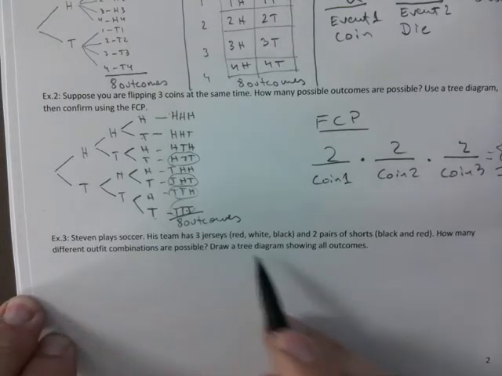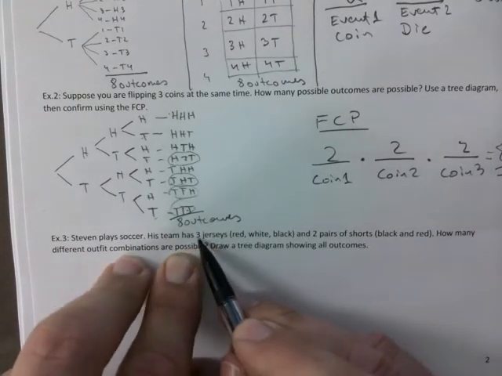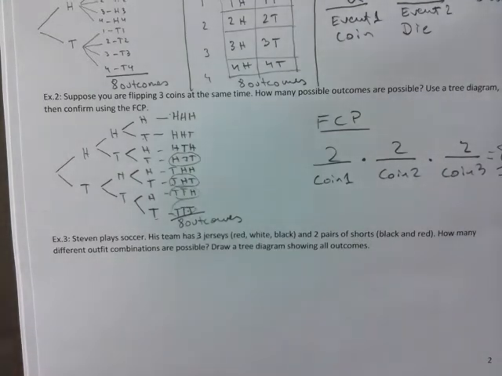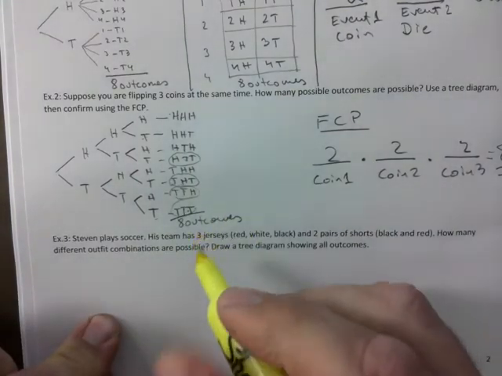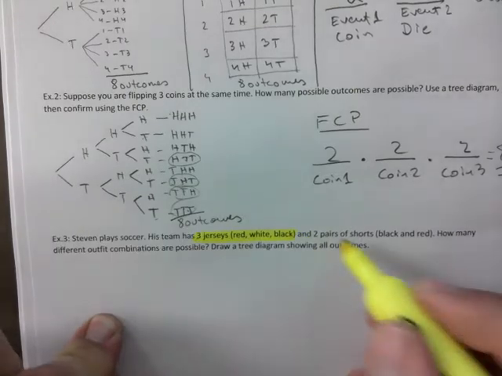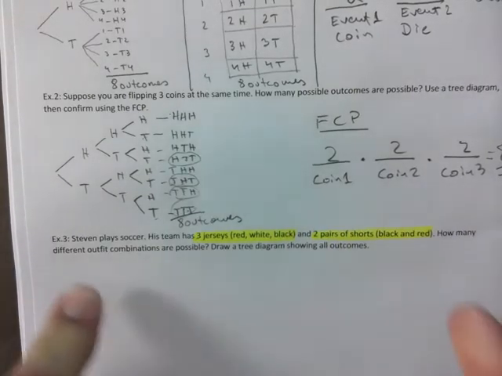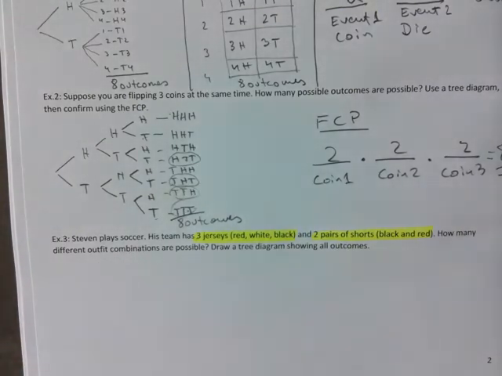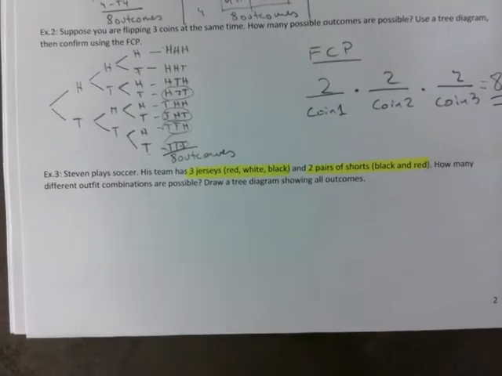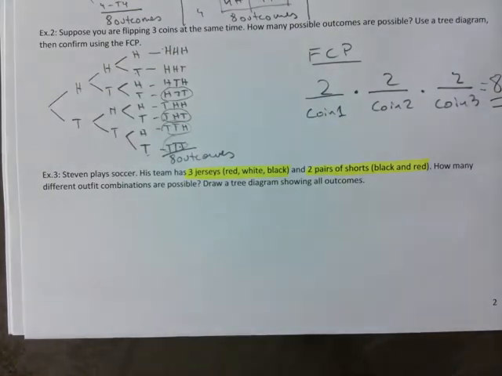Steven plays soccer. His team has 3 jerseys, right? So that's important. I'm going to highlight that. That's kind of like your first option or first event. 2 pairs of shorts. How many different outfits or combinations are possible? Draw a tree diagram showing all the outcomes. This should be a slam dunk, guys. Like on a test, get full marks on this one.